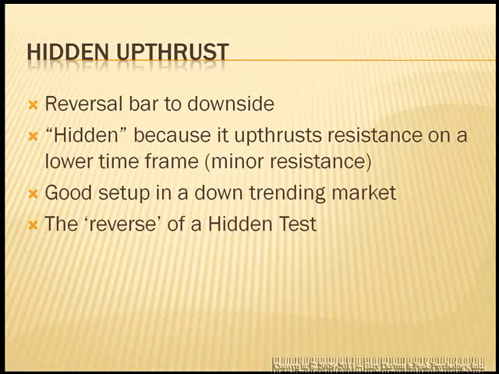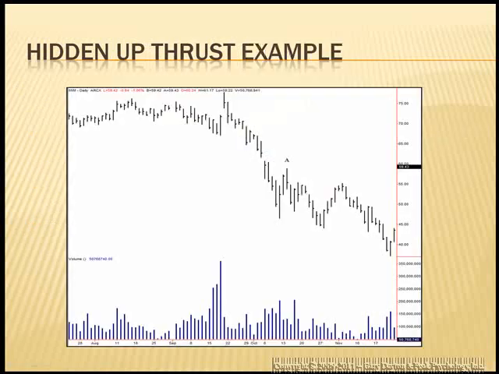Hidden upthrust. We'll do hidden upthrust and then we'll call it a night, I think. It's a reversal bar to the downside. And we can call it hidden because it upthrusts resistance on a lower time frame, or very minor resistance. I'll try to explain that in better detail. It's a Tom Williams concept. And the same thing with hidden tests. It's the reverse of that. I really like this in a downtrending market. It's my favorite entry in a downtrending market.